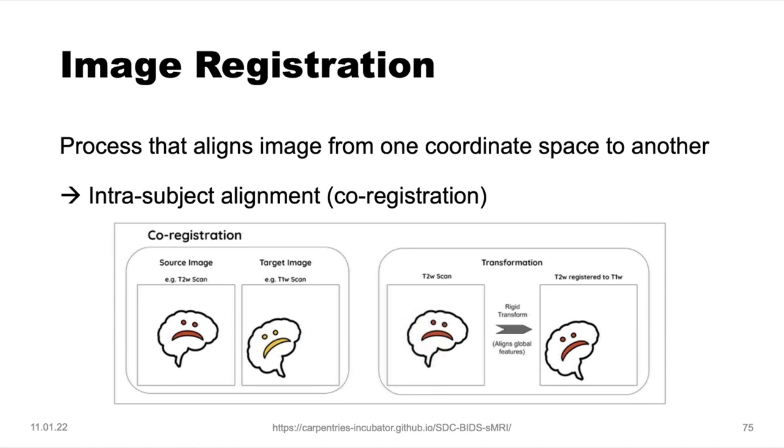In order to spatially normalize brains, we have to align the images from one coordinate space to another. So from the subject coordinate space to the stereotaxic space, for example. This is also called intra-subject alignment, so kind of co-registration. We are aligning the individual brain to a standard template, for example. And you can see how this is applied. You have a source image and a target image, and we have to transform the source image to fit the target image.